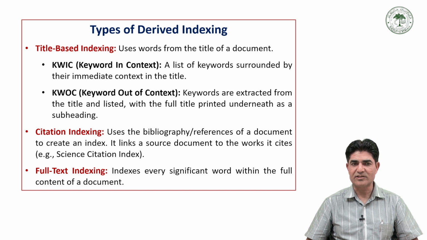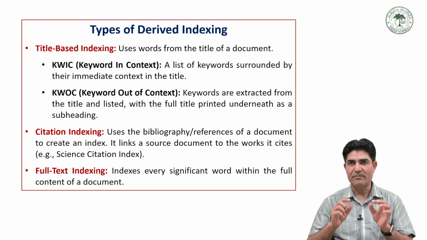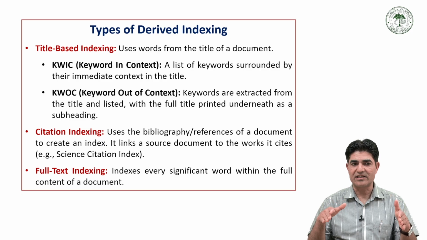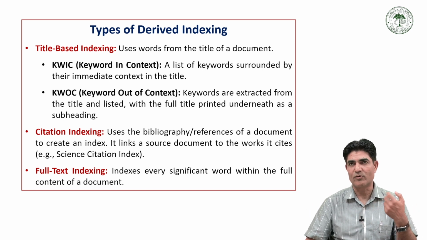In the case of keyword in context, there is a list of keywords surrounded by their immediate context in the title. So a main word is highlighted, maybe put in the middle, and the rest of the words may be put on both sides, which highlights the context of that keyword. In keyword out of context, keywords are extracted from the title and listed with the full title printed underneath as a subheading. So context is not provided in these kinds of indexes, particularly keyword out of context.